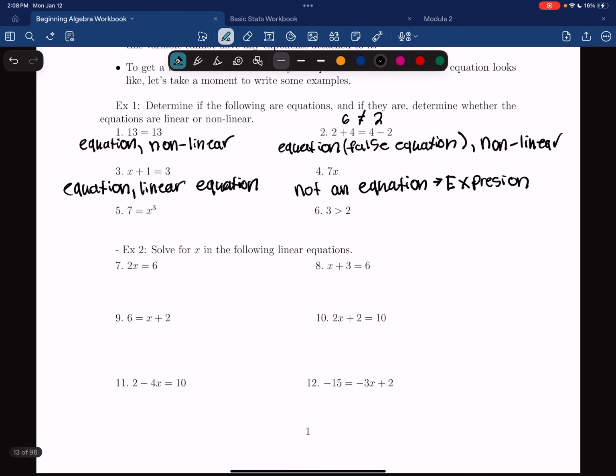Alrighty. For example number 5, we have 7 equals x cubed. Well, we have an equal sign, so this is an equation. However, that x is cubed. It has an exponent attached to it. So this equation is nonlinear.